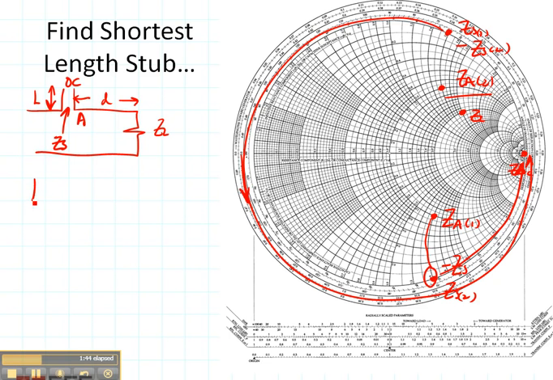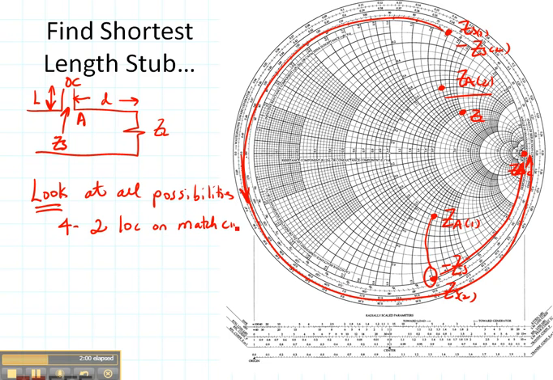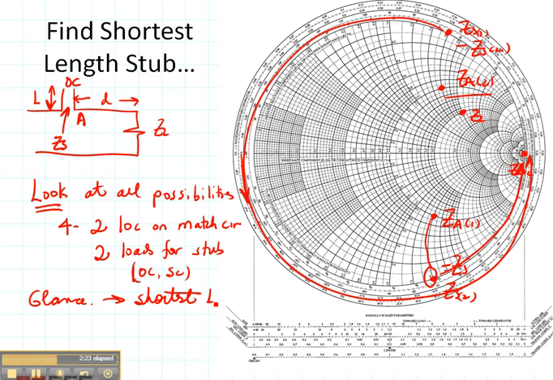So what you have to do is look at all the possibilities. There are only going to be 4 possibilities. There are 2 locations on the matching circle, and there are going to be 2 loads for the stub, an open circuit or a short circuit. There are no other choices here. So you look at all of those possibilities, you can just glance at them, and then from that determine which one is going to have the shortest possible length.